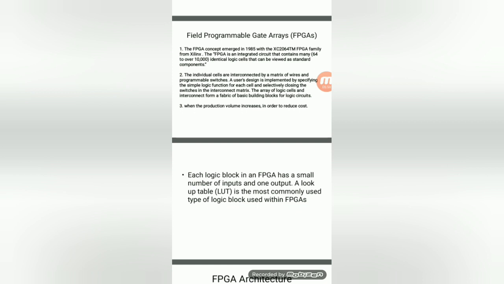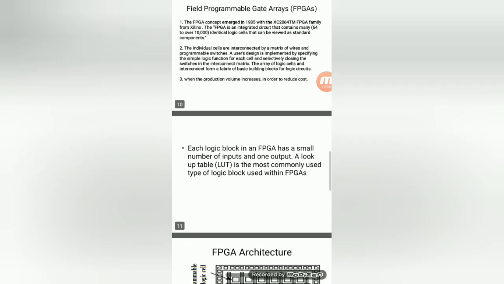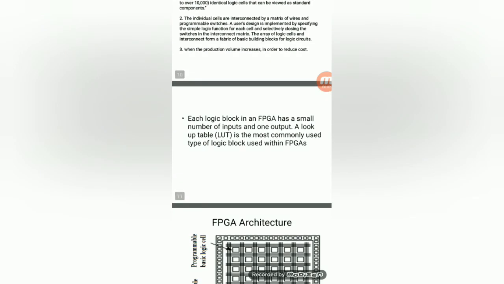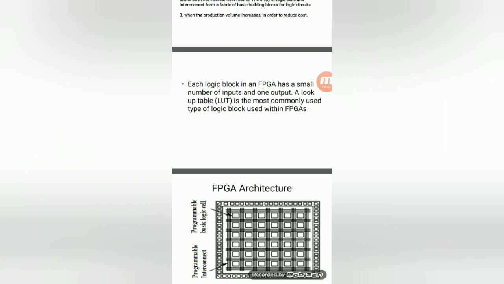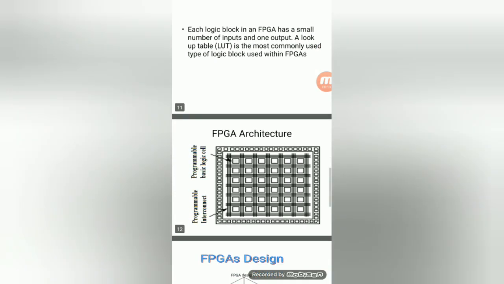FPGA is also one of the ICs. It consists of millions of transistors. Based on how these transistors or gates are interconnected, we can change the functionality. Each logic block in an FPGA has a small number of inputs and one output, and this functionality is implemented using a lookup table based system.